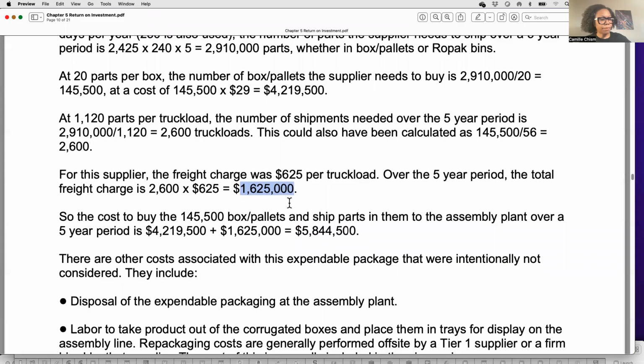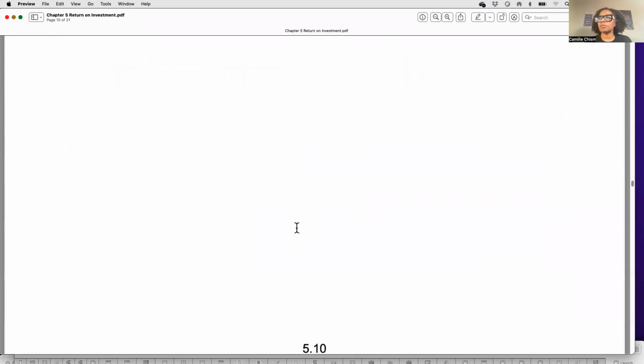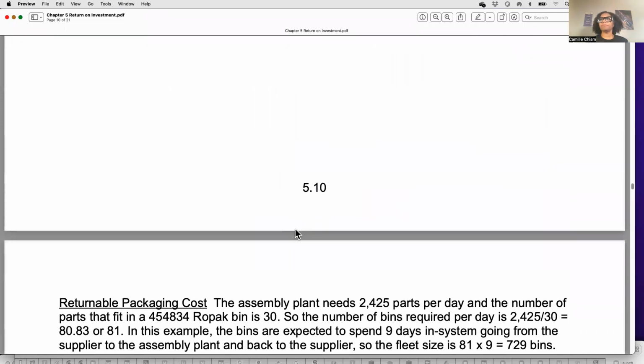Okay, so again, we finished that up. We came up with, again, remember that $5.8 million that we came up with for the expendable. So keep that in mind. We'll come back to that. So again, we just wanted to do a rough estimate.